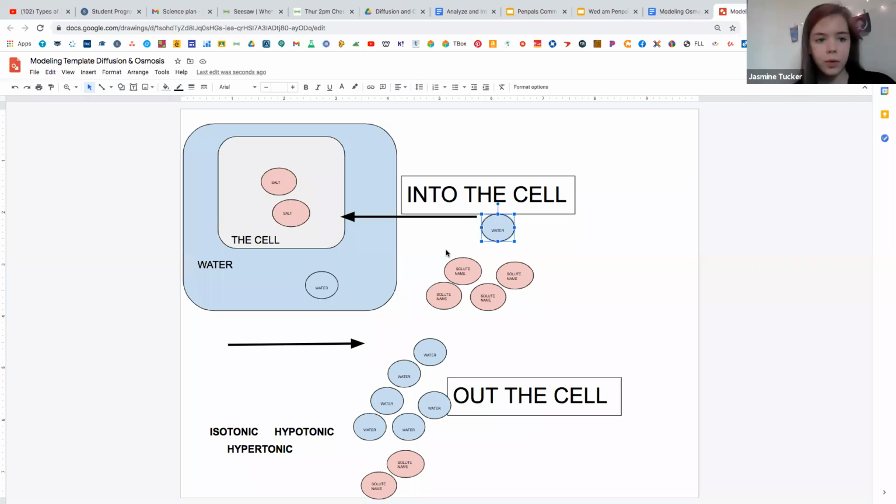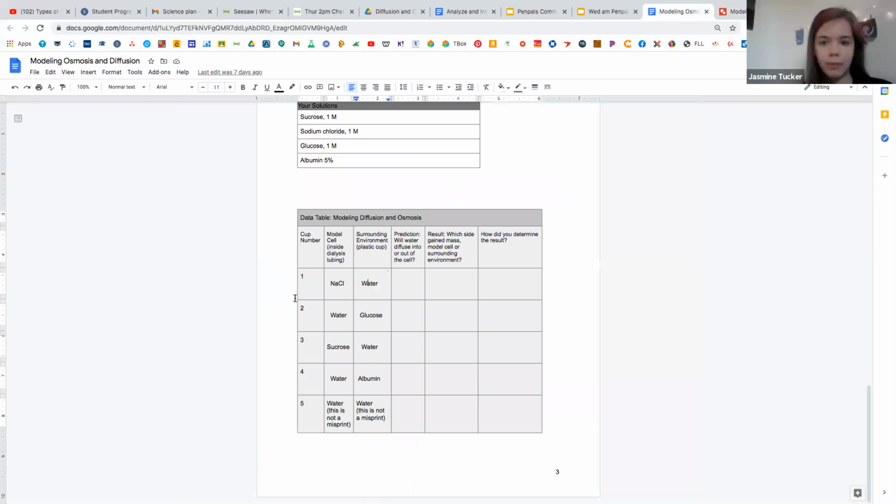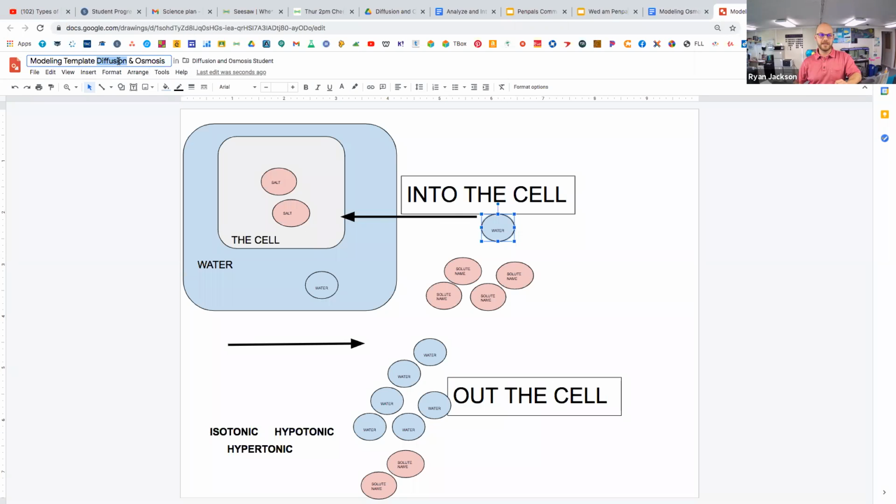So basically, after we do the experiment, this is just making the model of it to represent what we did. Yep. But you're going to do 5 of these. Why 5? Because 5 cups. What happened with your salt cup and water cup? So again, remember, I would have to relabel this one cup number 1, because this is representing your first cup.